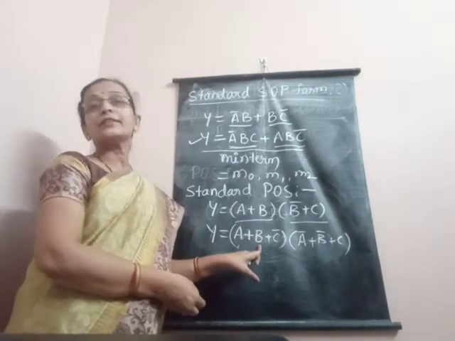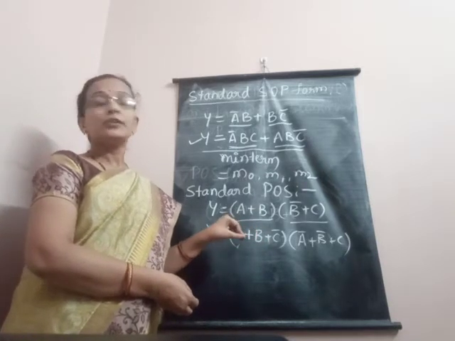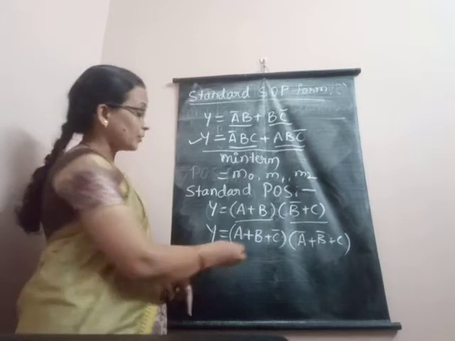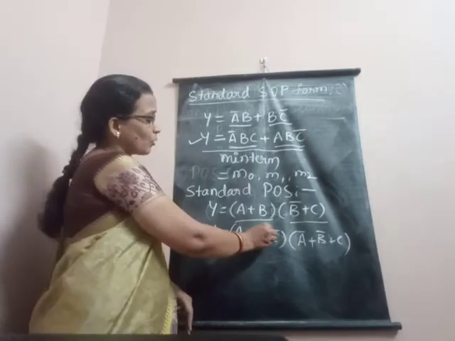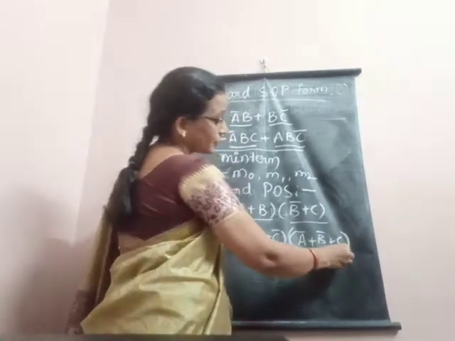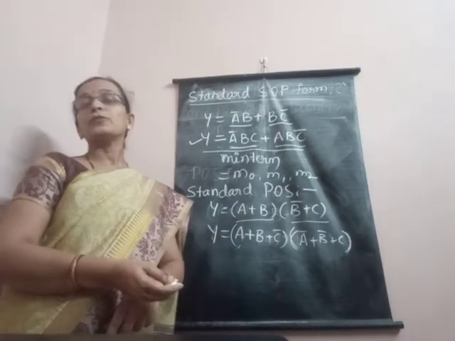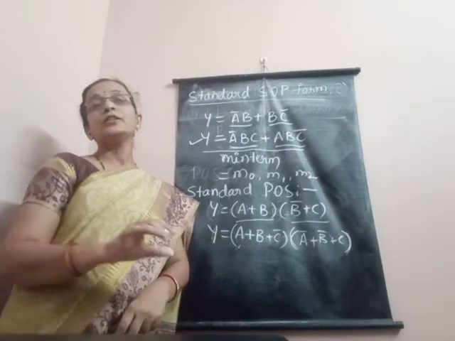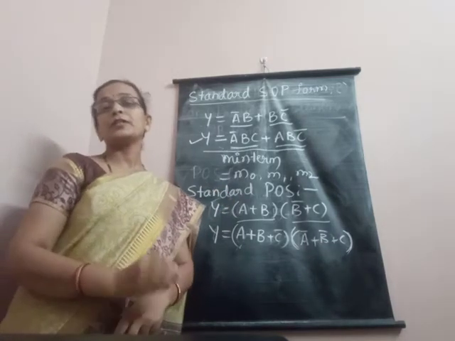We call this standard because all the variables are present in each of the sum terms. Here A, B, C, all three variables are present, either in complemented or uncomplemented form. The second term also contains all three literals. Hence this second expression is known as a standard product of sum expression. The first expression is a simple product of sum expression.